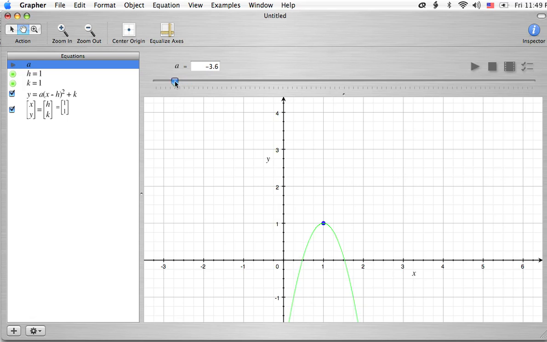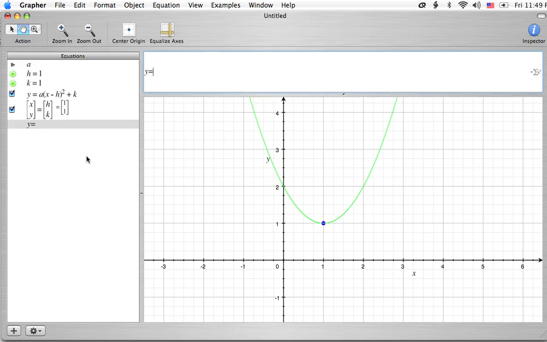Both this situation where a is -3.6, or in absolute value 3.6, and over here, say 2.4, these are narrower compared to normal. Normal or standard shape is going to be when a is equal to 1. This is the equation that you would get typically when you type in, for example, y equals x squared.